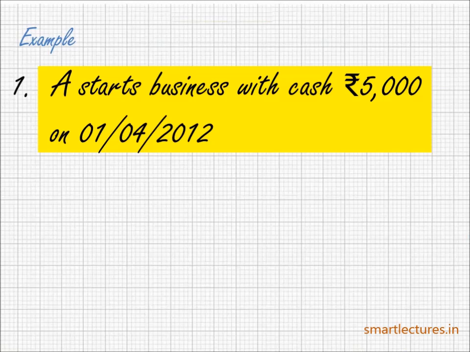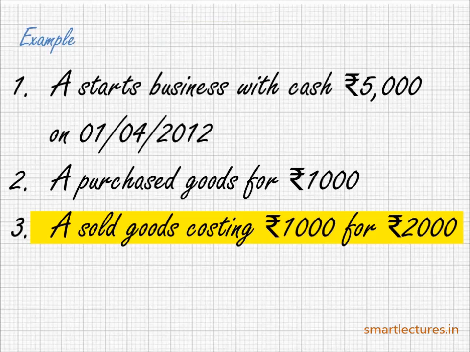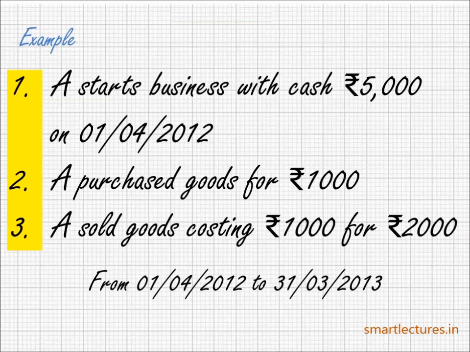Now let me introduce practical questions. Suppose A starts business with cash rupees 5,000 on 1st April 2012, and during the year, I mean to say transaction number 2, A purchased goods for rupees 1,000, and transaction number 3, A sold goods costing rupees 1,000 for rupees 2,000, and during the year, I mean to say from 1st April 2012 to 31st March 2013, these 3 transactions were made.